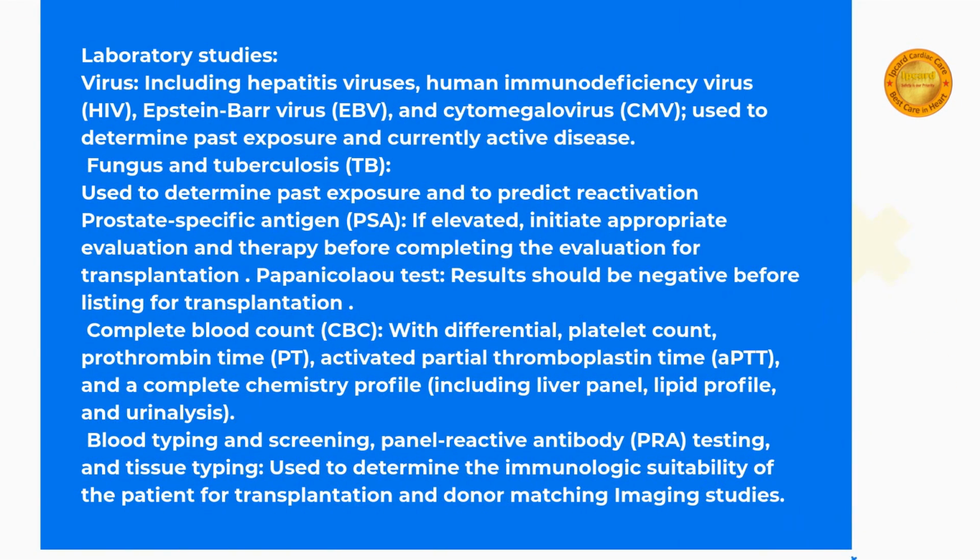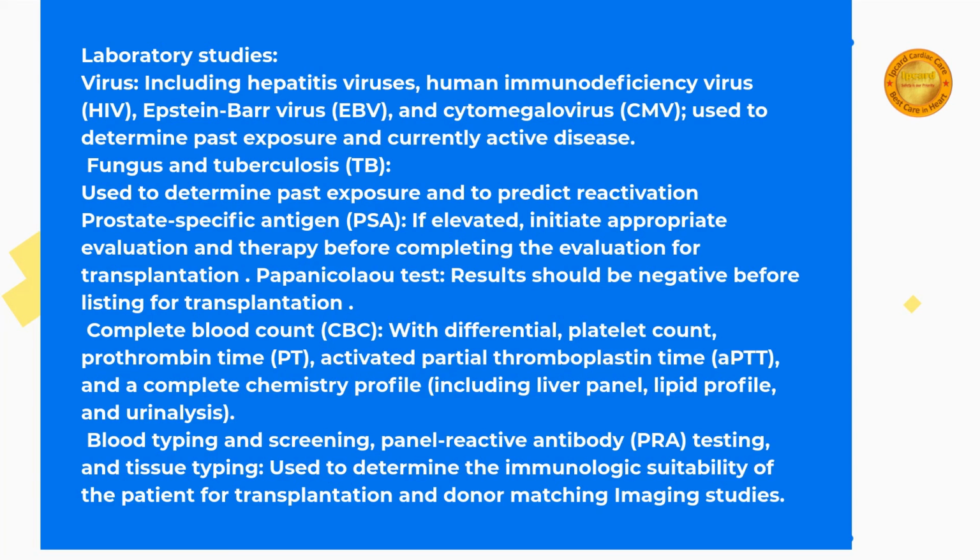Laboratory studies. Viral studies, including hepatitis viruses, human immunodeficiency virus, HIV, Epstein-Barr virus, EBV, and cytomegalovirus, CMV, used to determine past exposure and currently active disease. Fungus and tuberculosis, TB, used to determine past exposure and to predict reactivation. Prostate-specific antigen, PSA: if elevated, initiate appropriate evaluation and therapy before completing the evaluation for transplantation. Papanicolaou test: results should be negative before listing for transplantation.